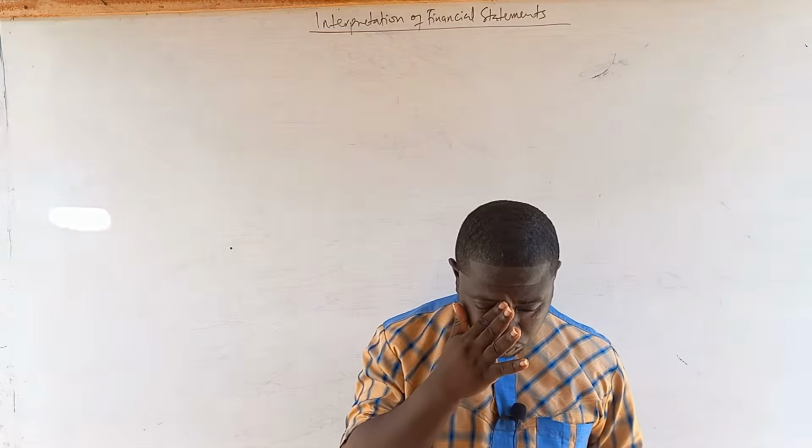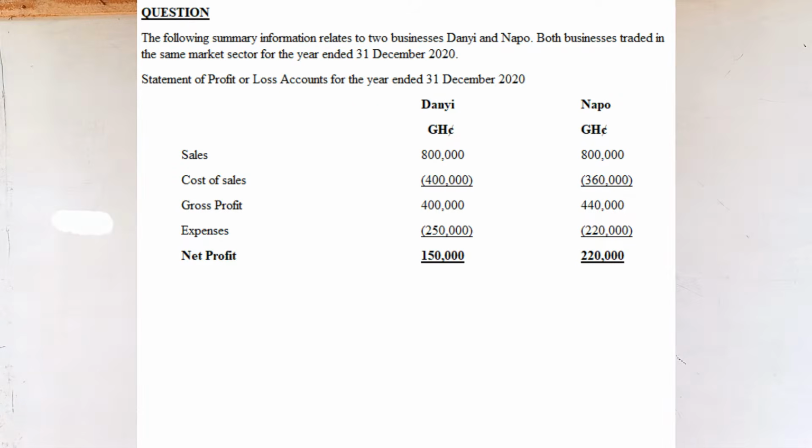The following summary information relates to two businesses, Danyi and Napo. Both businesses traded in the same market sector for the year ended 31st December 2020. So we have the statement of profit or loss for the year ended 31st December 2020 for Danyi and Napo. These are separate financial statements for the two companies, and we are going to look at them and do the analysis. For sales, it's 800,000 for both.